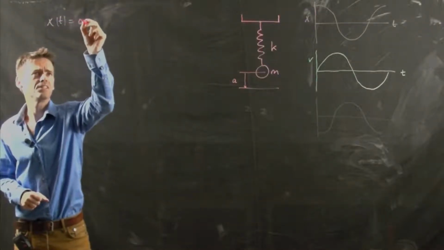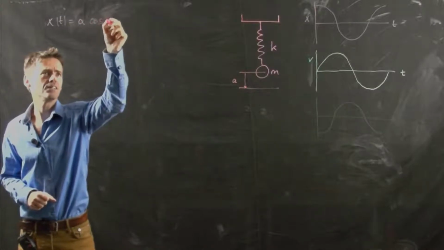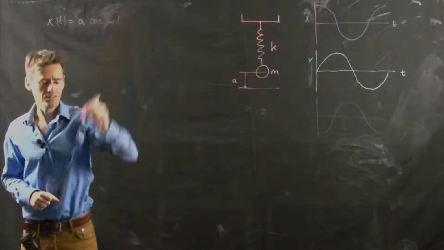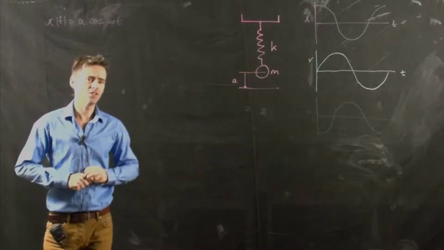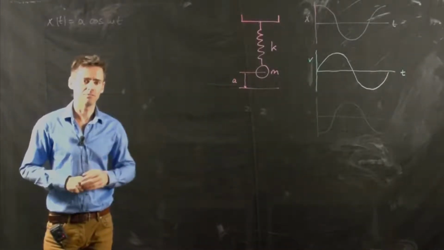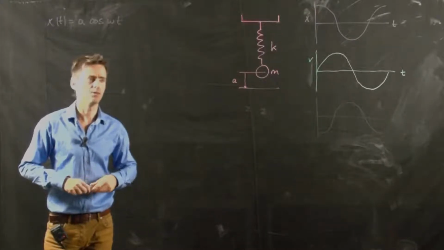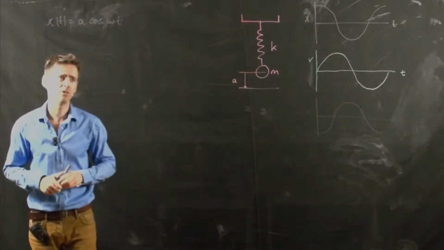x(t) is a cosine omega t. Now, if we want to calculate the potential energy, we know we don't have a formula for that. But still, can we find the solution to it? I will show you how we can do that.